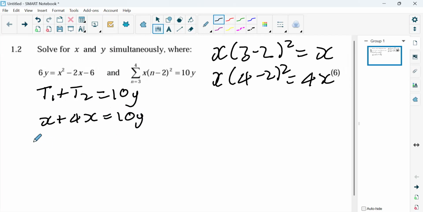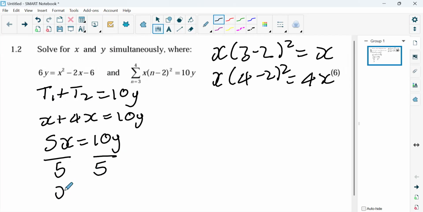Now the next thing is to add our like terms. We have x and 4x, which gives 5x. So we have 5x equal to 10y. Compared to the first equation, this one looks a little bit simpler. We are supposed to make x or y the subject of the formula. It doesn't matter which one, but if you make y the subject, it's going to give you a fraction. So we propose that you make x the subject, since we're not comfortable working with fractions. We divide both sides by 5, and our x is going to be 2y.